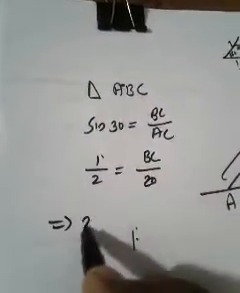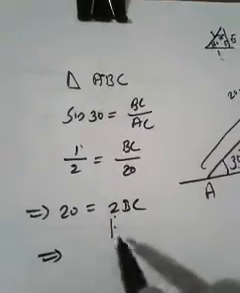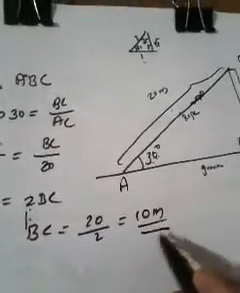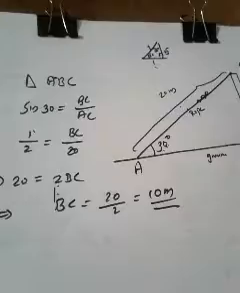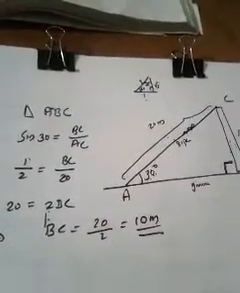1 into 20 is 20, and 2 into BC is 2BC. Now it is time to calculate BC. So BC will be what? 20 by 2, that is 10 meter. That means the height of the pole is 10 meter. So this is the solution for the question. You may have understood. Can we select the second question?